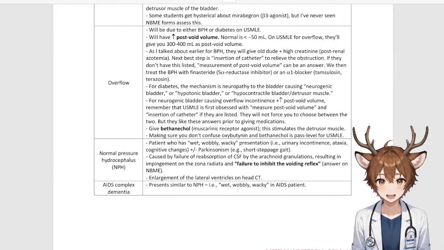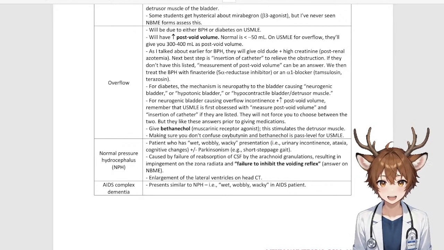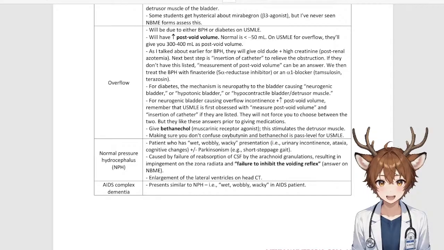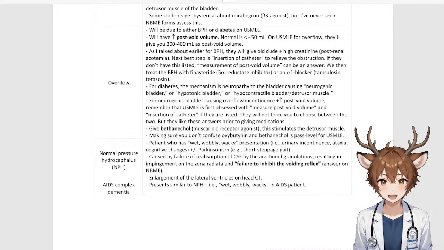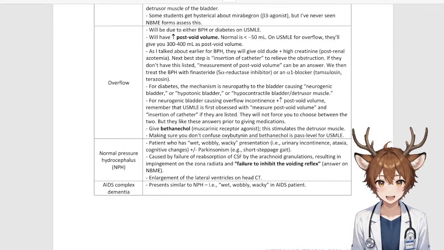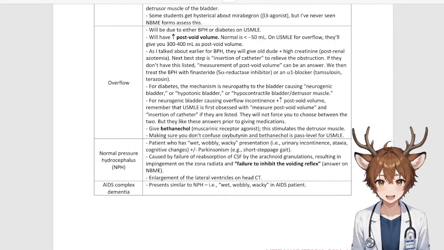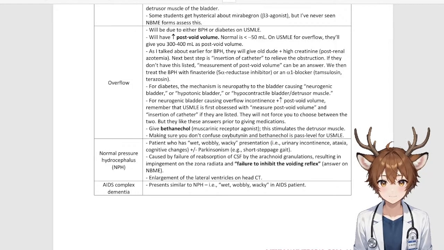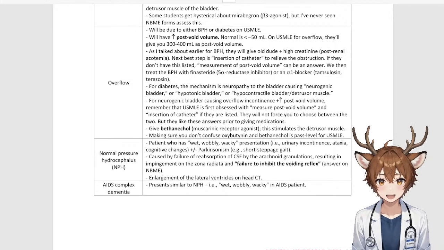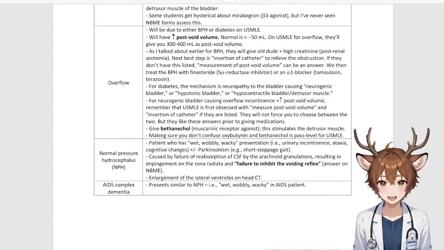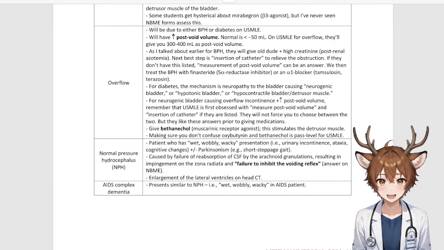For diabetes, the mechanism is neuropathy to the bladder causing neurogenic bladder, or hypotonic bladder, or hypocontractile bladder or detrusor muscle. For neurogenic bladder causing overflow incontinence plus increased post-void volume, remember that the USMLE is first obsessed with measuring post-void volume and insertion of catheter if they are listed. They will not force you to choose between the two, but they like these answers prior to giving medications. So before medications, go for something like measure post-void volume or insert catheter.